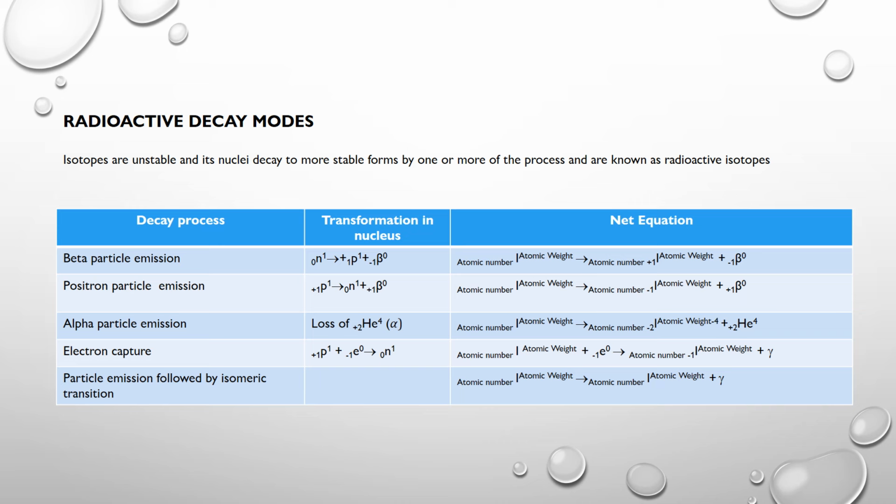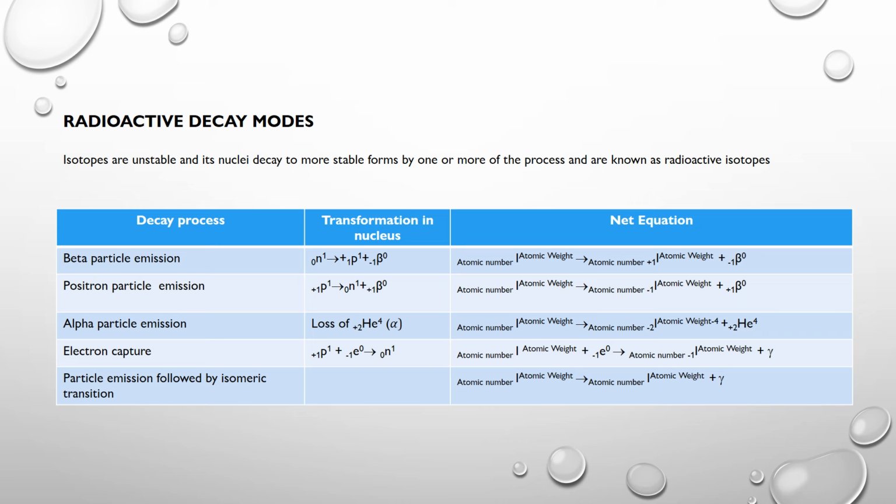And in the case of positron emission, there will be a reduction in the atomic number of the resulting nucleus after disintegration, but the atomic mass will be the same. And in the case of alpha particle emission, there will be a reduction in the atomic number by 2.